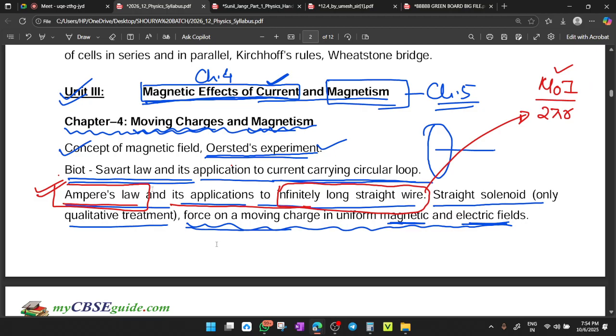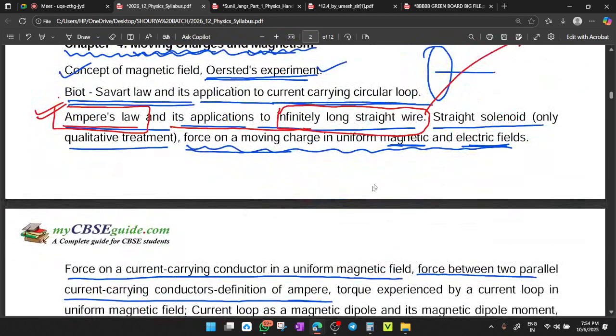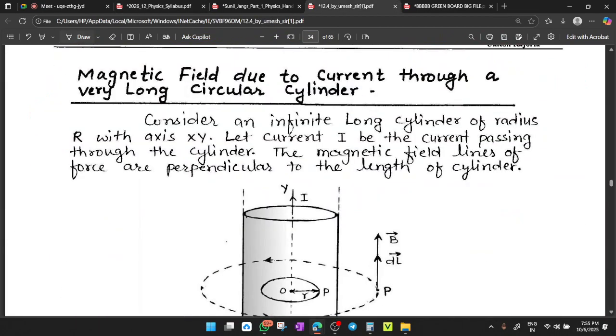Okay, so next is its application to an infinitely long straight wire. Now we have to find the magnetic field intensity due to an infinitely long straight wire using Ampere circuital law. Next topic: intensity of magnetic field due to an infinitely long straight wire. So the magnetic field due to a current carrying conductor through a very long circular cylinder, or you can say an infinitely long straight wire, is the same. Clear?